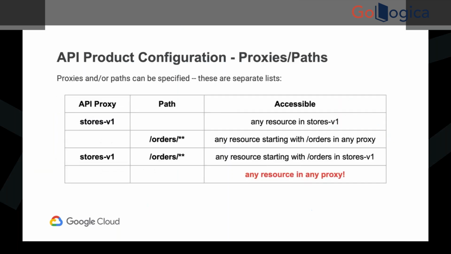Before we go to the next topic, here in terms of the configuration, what happens in the proxies and paths when we are giving the configuration? Apigee allows you to provide both, either proxy or path. So let's say in the first scenario you are only giving proxy.